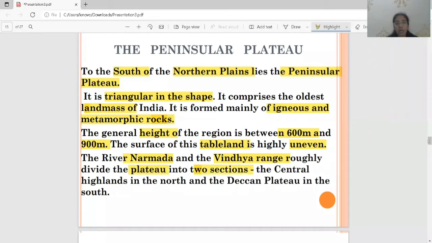Underline: River Narmada flows here, and River Narmada and the Vindhya range divide the plateau into two sections. First is the Central Highlands in the north, and second is the Deccan Plateau in the south. Central Highlands in the north and Deccan Plateau in the south.